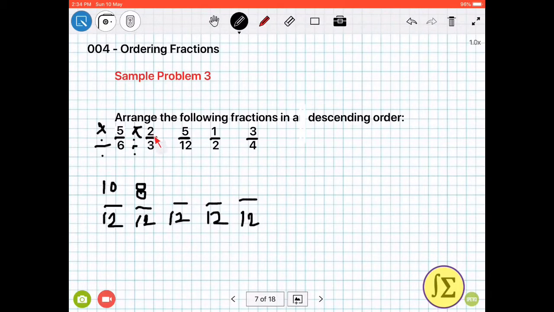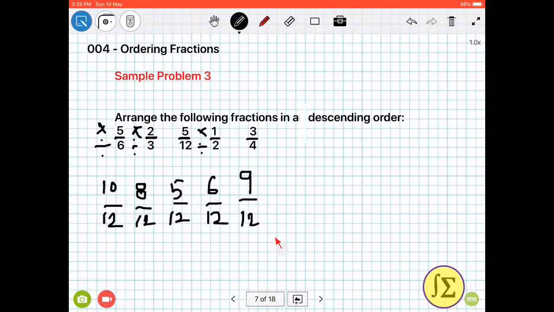Then 12 is the same, so just write the answer there, 5. 12 divided by 2, you get 6, multiply with 1, you get 6. And then 12 divided by 4, you get 3, you multiply with 3, you get 9. See, that's a quick way to create equivalent fractions, right?